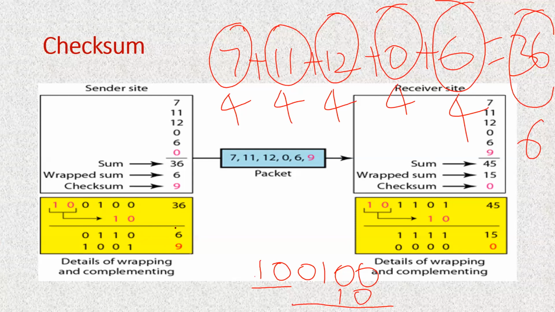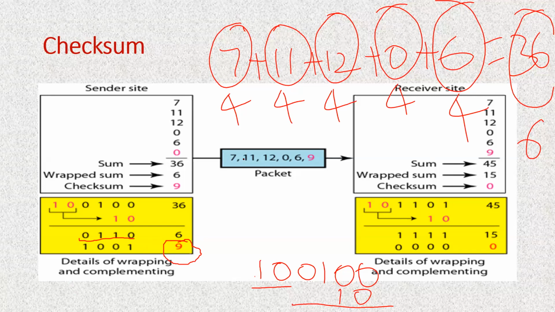After getting the answer, now convert this wrapped sum into a checksum. How to get this checksum? You take the 1's complement of this. What is 1's complement? When 0 is there, you change it to 1. When 1 is there, you change it to 0. So now 0 1 1 0 is converted into 1 0 0 1. So this will be the final checksum at the sender side.